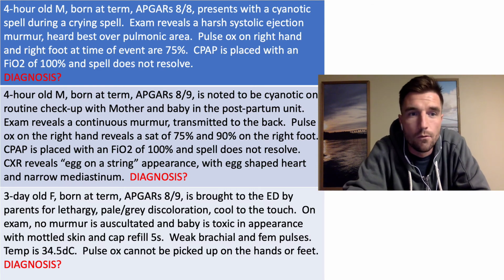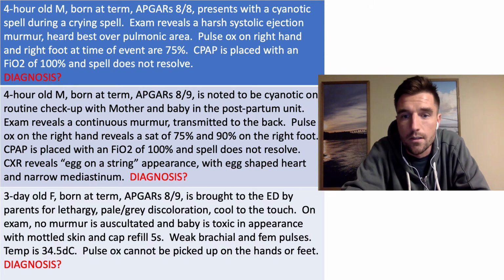Case number 1, a 4-hour-old male born at term, APGARs of 8 and 8, presenting with a cyanotic spell at home during a crying episode. Exam reveals a harsh systolic ejection murmur, heard best over the pulmonic area. Pulse ox on the right hand and the right foot at the time of the event are both 75%. CPAP is placed, FiO2 of 100% is given and the spell does not resolve. What do you think the diagnosis is?